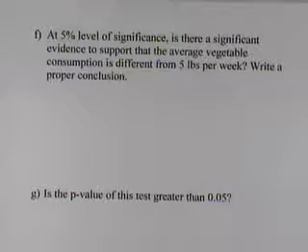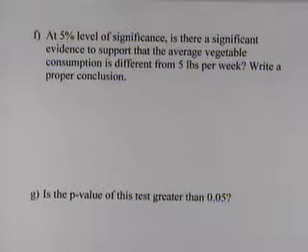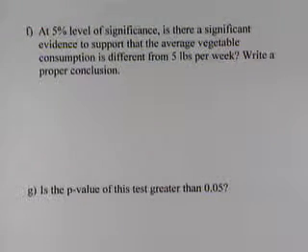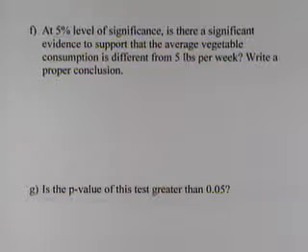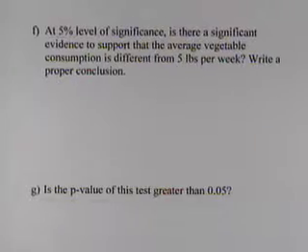Okay. So at the 5% level of significance, is there significant evidence to support the alternative hypothesis that the average vegetable consumption is different from 5 pounds? Well, there are two approaches to do this: the critical value approach or the p-value approach, and I emphasize the p-value approach. We don't have to do both, but you definitely need to know the p-value. If you know the p-value, you know how to interpret the outcome. Let's do the p-value approach. Here they also ask you, is the p-value greater than 0.05? Anyway, what would the p-value be then?